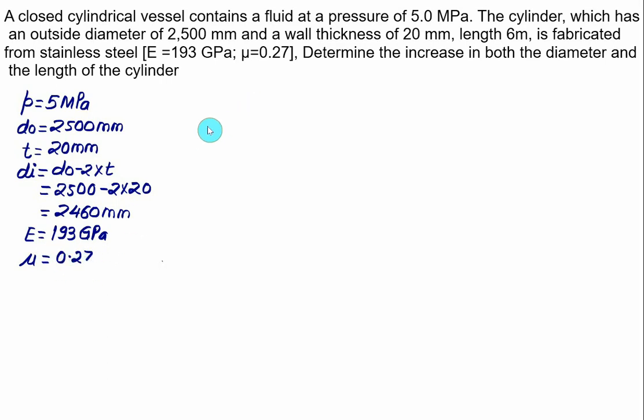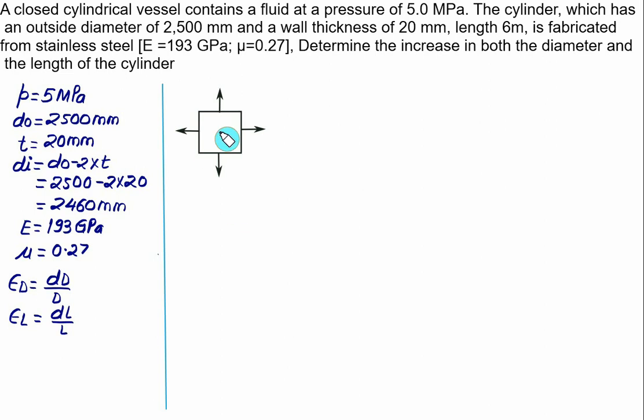Change in diameter we have to calculate. Change in diameter you can calculate from the hoop strain, that is epsilon D, which will be equal to change in diameter divided by original diameter D, and the change in the length we can calculate from the longitudinal strain, which is equal to DL divided by L. So again we'll use here the state of stress.